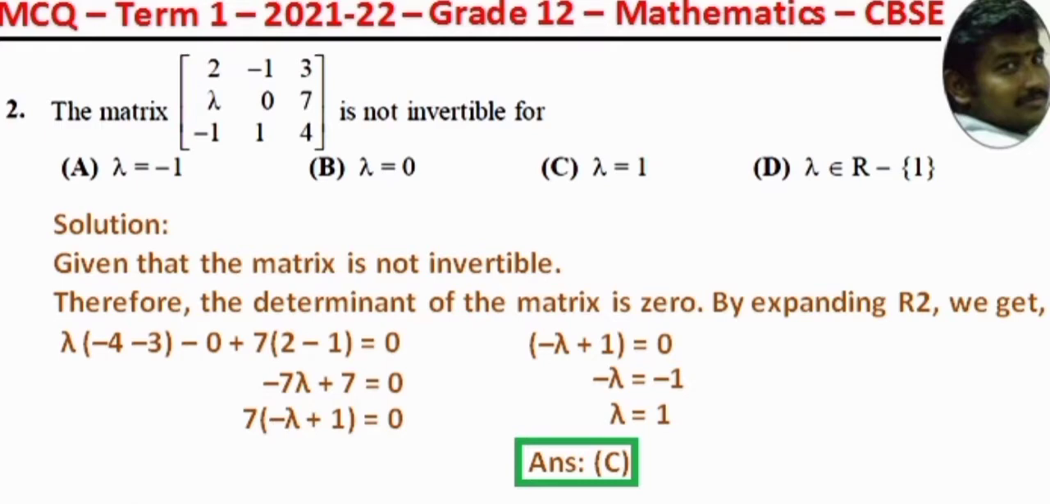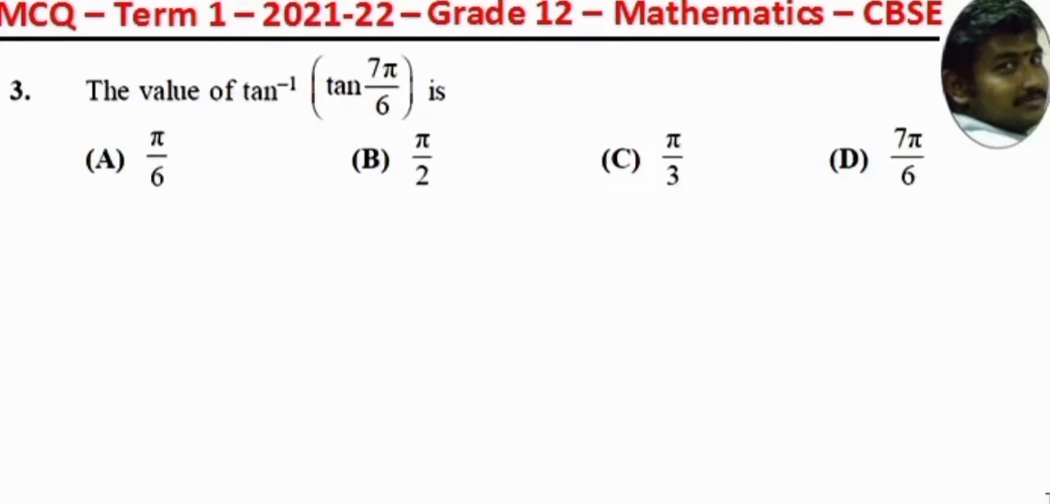Okay, come on, let's see. Question number 3. The value of tan inverse of tan 7 pi by 6 is. There are four options. Option A, pi by 6. Option B, pi by 2. Option C, 7 pi by 3. Option D, 7 pi by 6. What would be the correct answer?